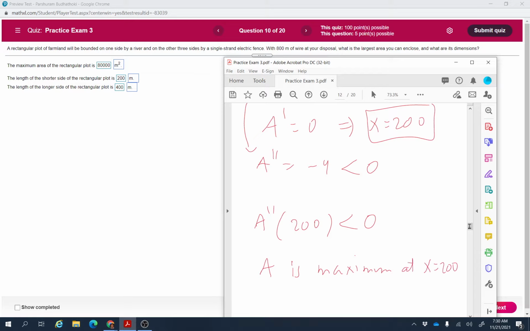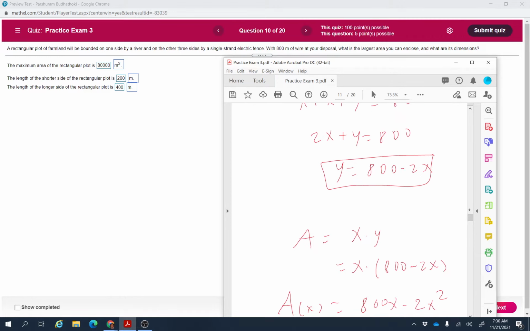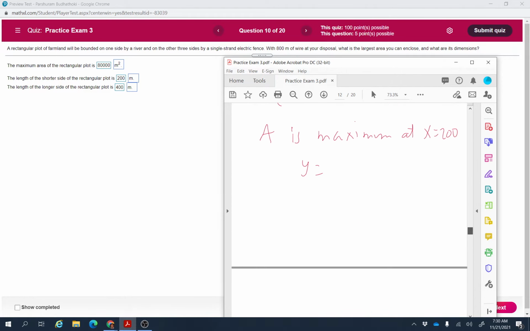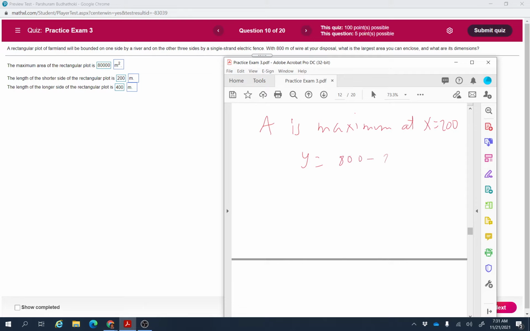But here, to answer the question, we need to find y as well. So what is y? If you go back to the relation between x and y, it is 800 minus 2x, which is 800 minus 2 times 200, which is eventually 400. So now we have area, which is 200 times 400, so it's 80,000. That's the area. And the shorter side is 200 meters, and the longer side is 400 meters.